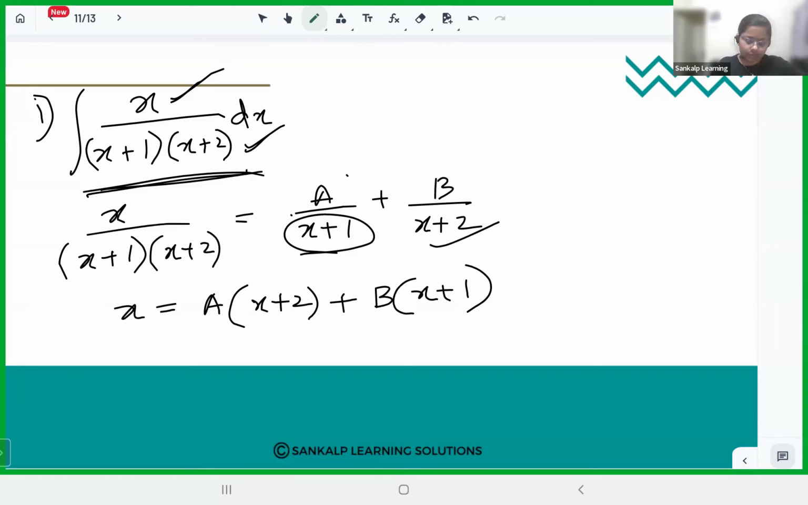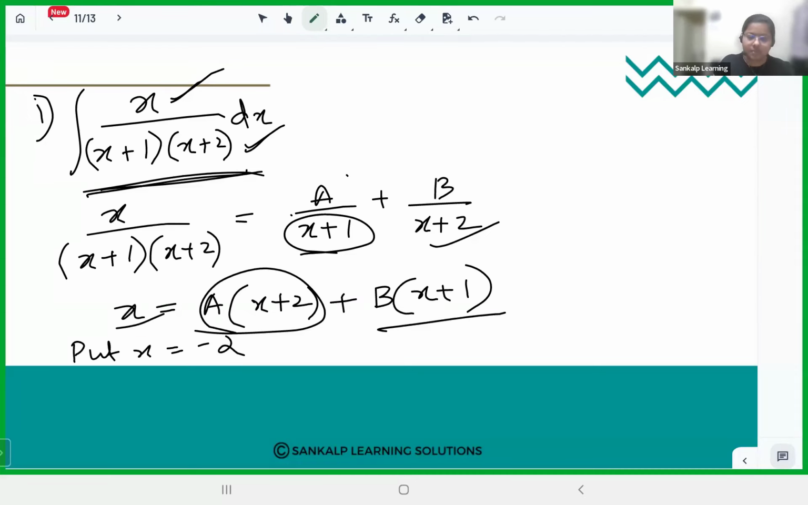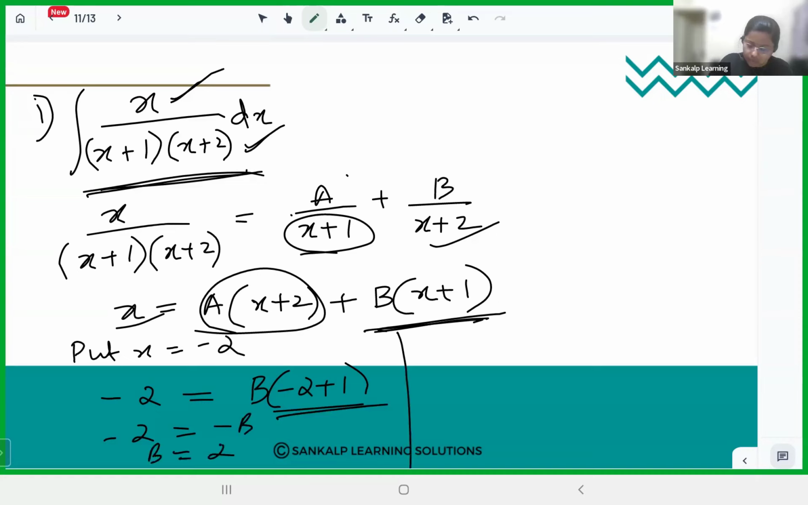Right, now what you have to do is put some values for x. Put x is equal to minus 2. Now what happens if you put minus 2 here? This term gets cancelled, right? Only this term remains. So x equal to minus 2 means minus 2 is equal to b into minus 2 plus 1, right? Minus 2 plus 1 is minus 1. It is minus b. So b is equal to 2.